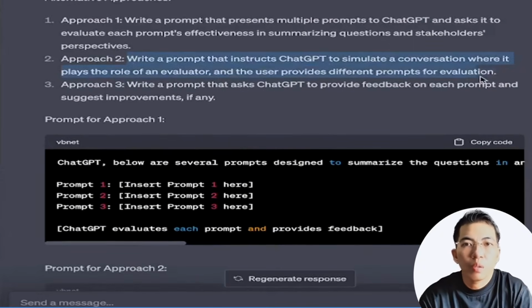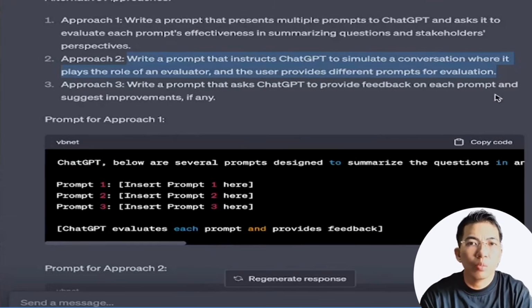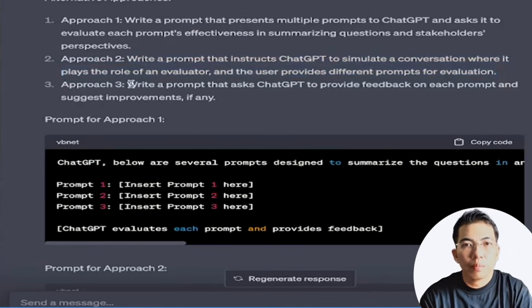Approach 2, write a prompt that instructs ChatGPT to simulate a conversation where it plays the role of an evaluator and the user provides different prompts for evaluation. So again, using the persona pattern. And then write a prompt that asks ChatGPT to provide feedback on each prompt and suggest improvements if any. And so there's kind of a different take in each one. The last one is really about how do we improve each one.